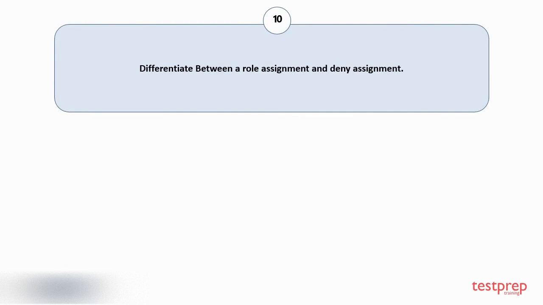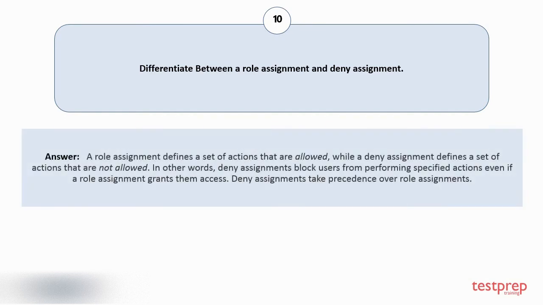Question number 10, differentiate between a role assignment and deny assignment. Your answer is: a role assignment defines a set of actions that are allowed, while a deny assignment defines a set of actions that are not allowed. In other words, deny assignments block users from performing specified actions even if a role assignment grants them access. Deny assignments take precedence over role assignments.